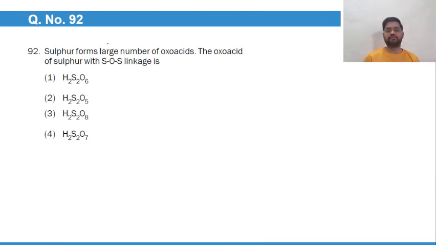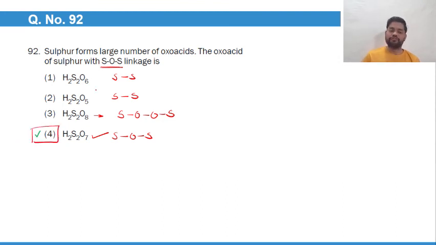92. Sulphur forms a large number of oxo acids. The oxo acids of sulphur with SOS linkage. Although this is memory based, you should try to remember this thing. SOS linkage is present in H2S2O7. If I talk about this one, here you will get peroxy linkage, like this, SOOS. This is peroxy linkage. In H2S2O5 you will get sulfur linkage, and in H2S2O6 again sulfur linkage. So the only option with SOS linkage is option number 4. So 92, option number 4 will be the right answer.